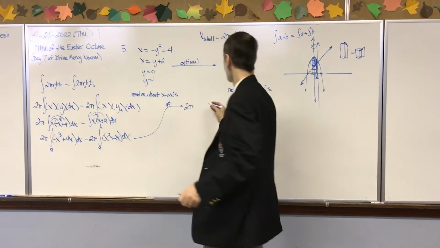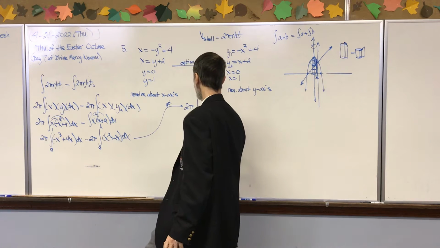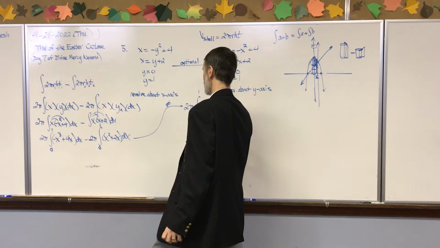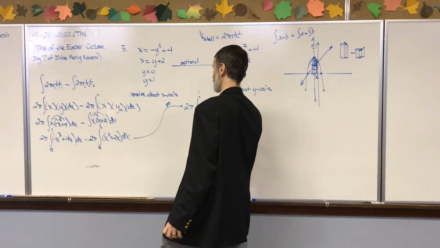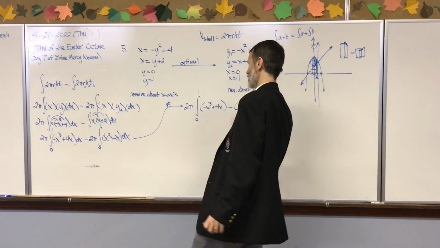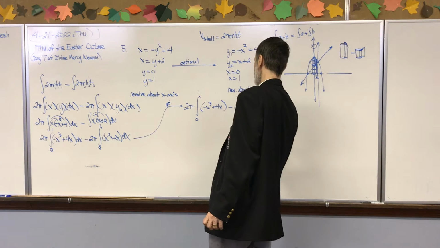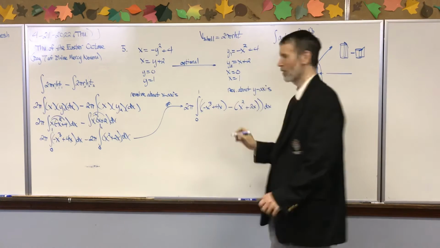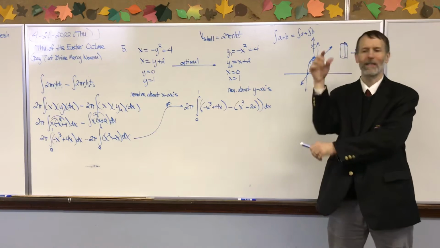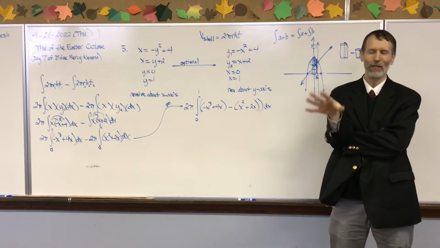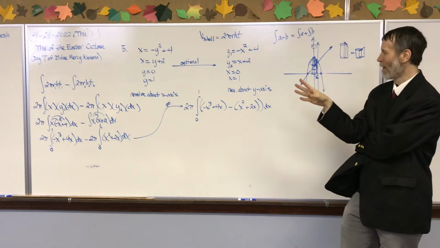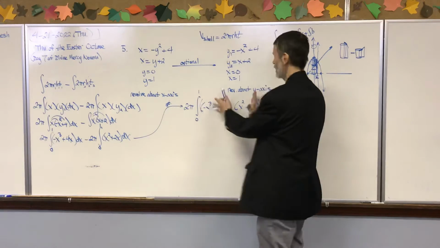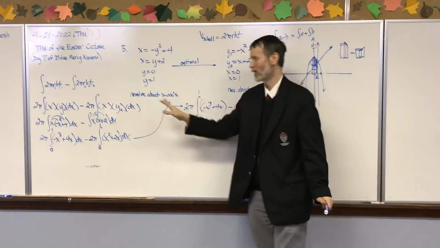You could do this: 2 pi times the integral from 0 to 1. I'm going to put these together. Parentheses, negative x cubed plus 4x, close parentheses, minus parentheses, x squared plus 2x, and this is all dx. Go ahead and write that. Everybody write that down, on your worksheet or in your notes, whichever you like. Do you have to do it all together like this? No. You could do 2 separate integrals. It's going to take longer.